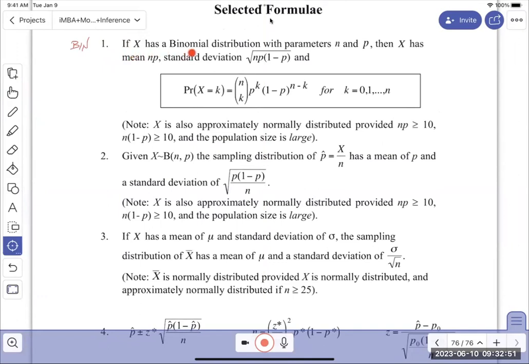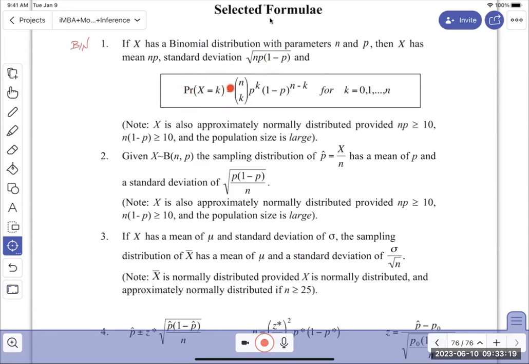If X has a binomial distribution with parameters n and p, then X has a mean np and a standard deviation square root of np(1 minus p). And if you didn't understand why, go back in the videos and watch, because I explain that. So just make a note for yourself to go back.